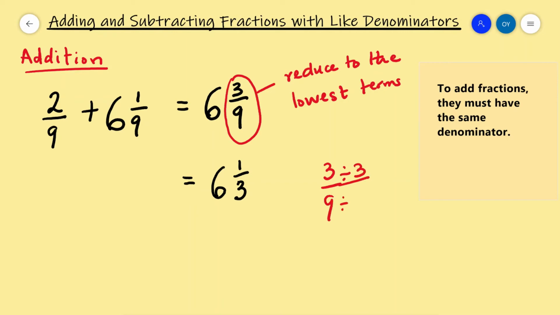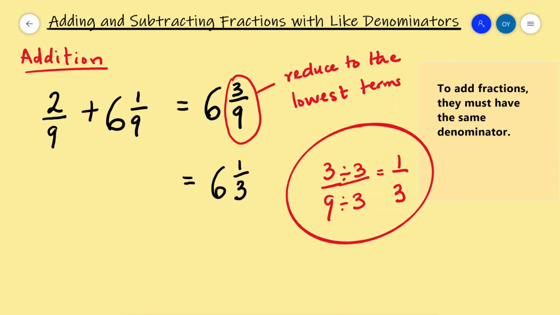And this is explained here. Divide both the numerator and the denominator by 3. And so we have 1/3.